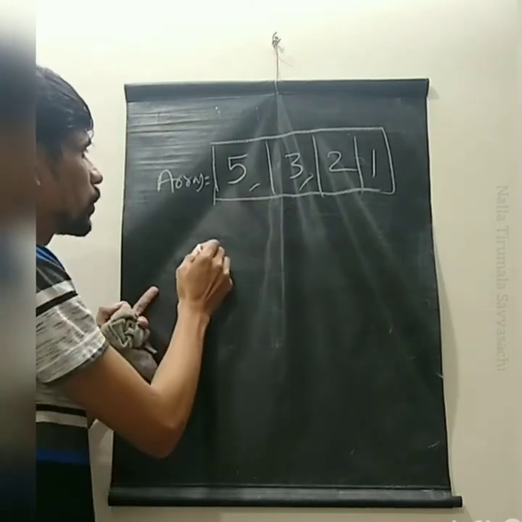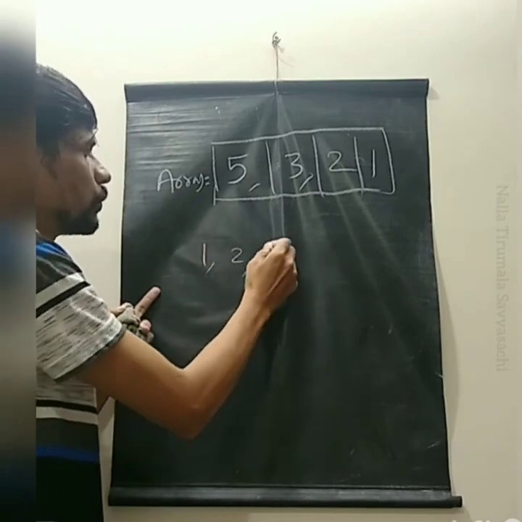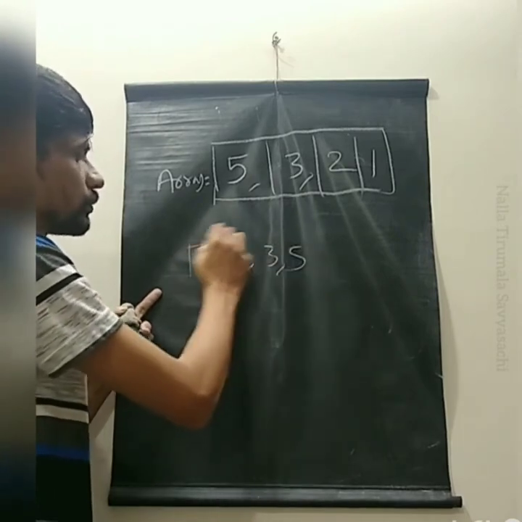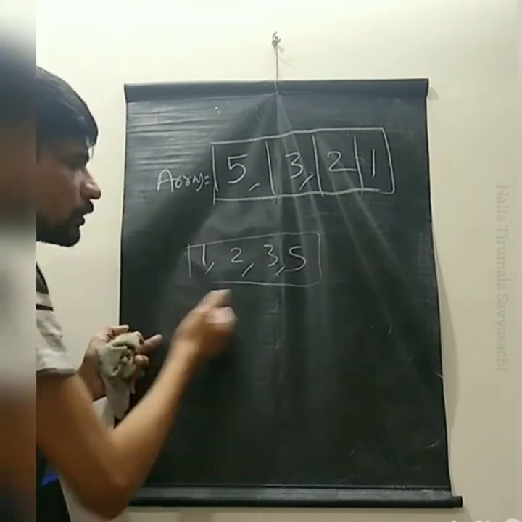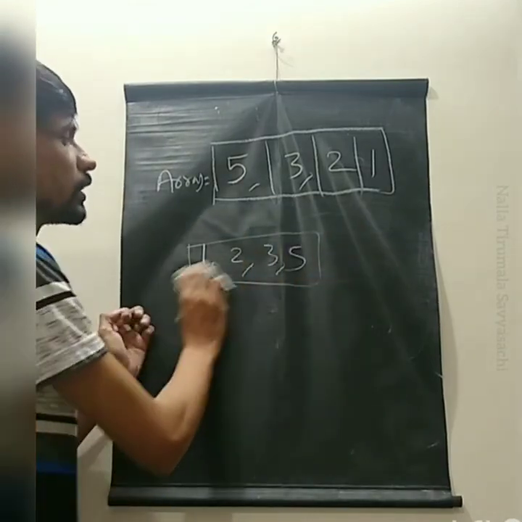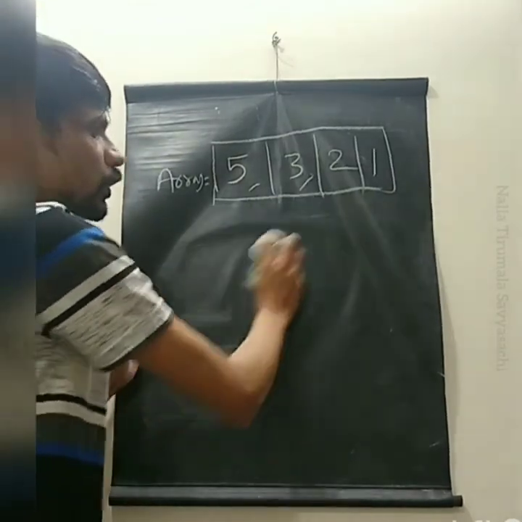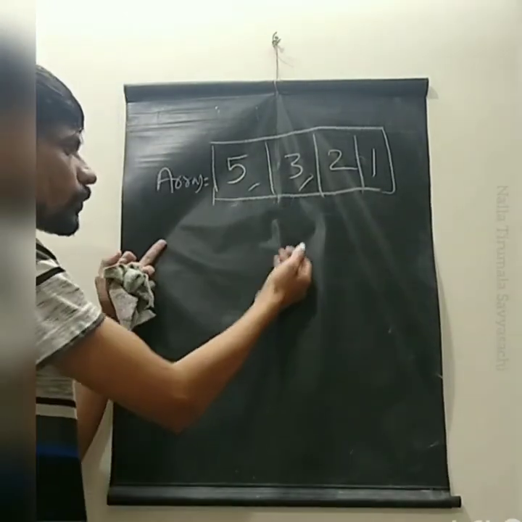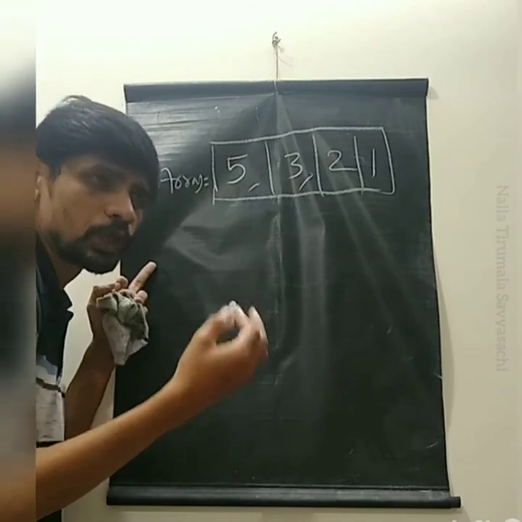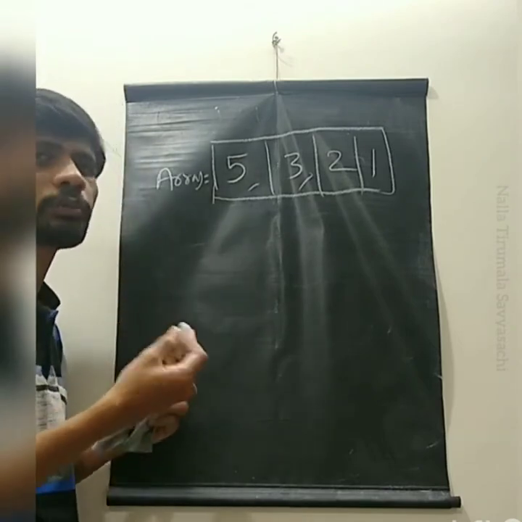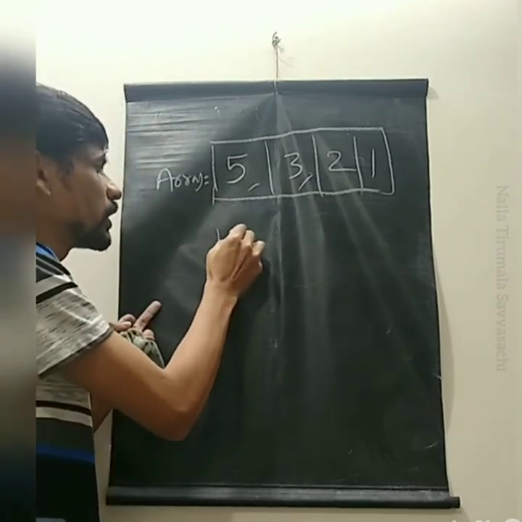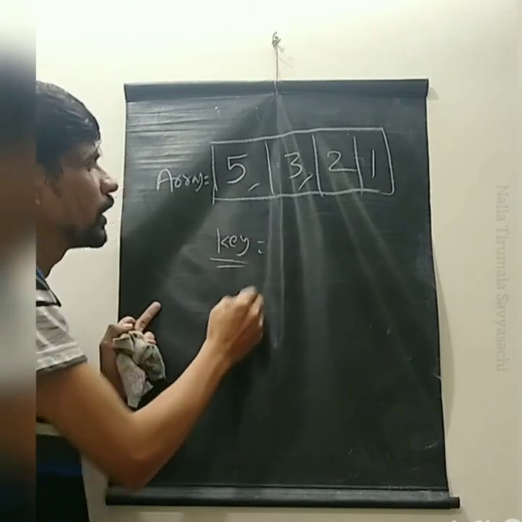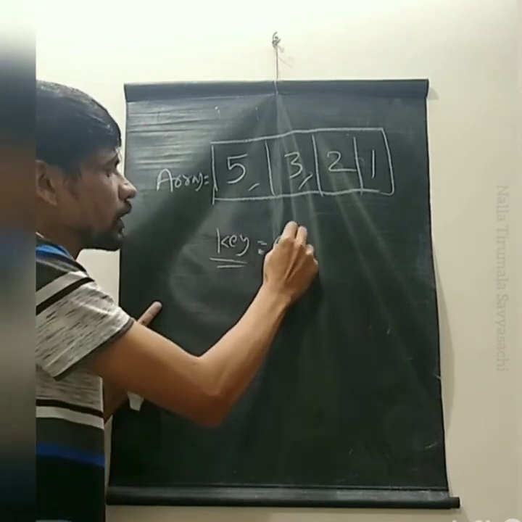I want an output like 1, 2, 3, 5, in ascending order. So I want an output like this from this data by using insertion sort. So what exactly will we do in insertion sort? We will follow some approach based on some key. So here we will take a key index.